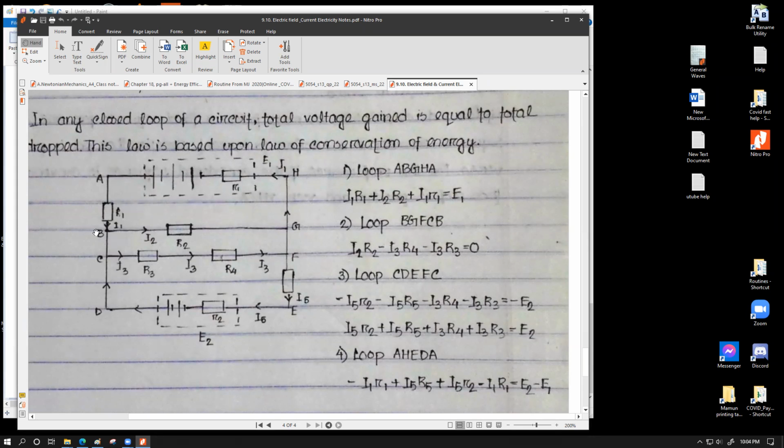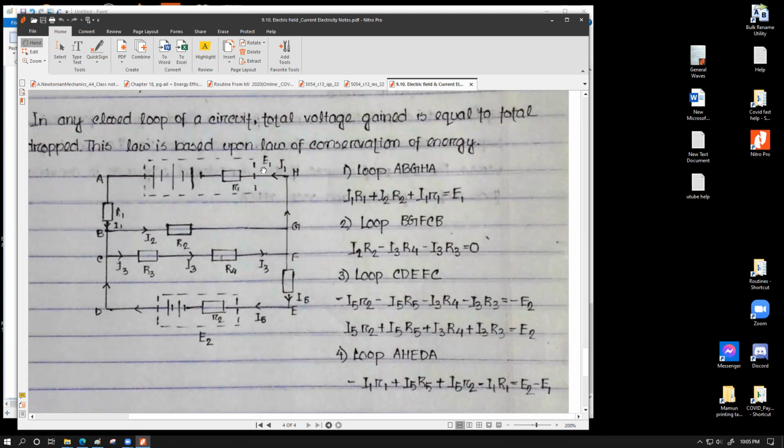For the loop ABGHA, we're going to start from here, A. We label this current as I1. From GH through this battery, through A and through this resistance R1, the current flowing through this branch was assumed to be named I1. We consider this current to flow in this direction. This arrowhead represents the current flow. The loop, have a look, goes like this: ABGHA.